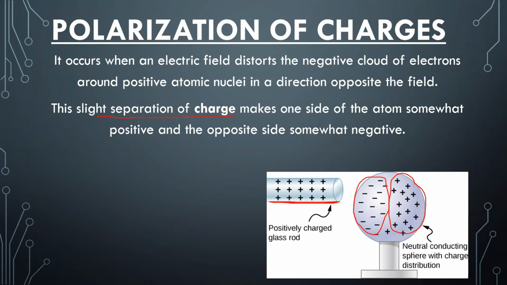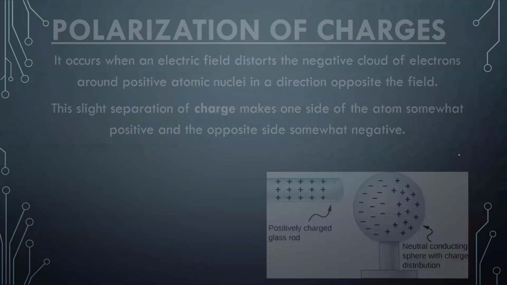So the distribution of positively and negatively charged subatomic particles will be distorted when there is a positively charged material brought near the sphere. So that is the polarization of charges.